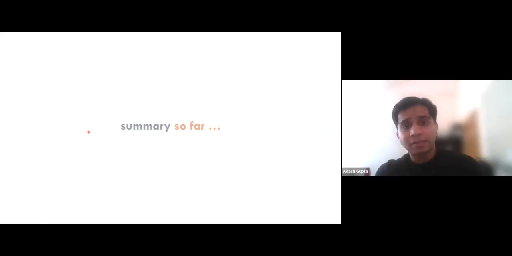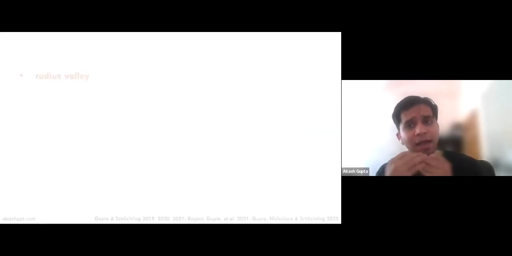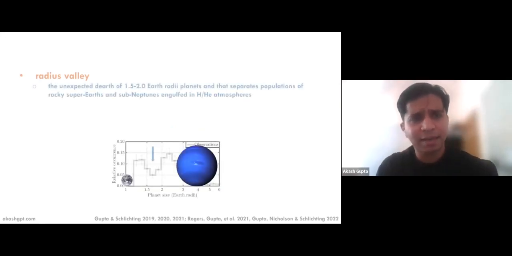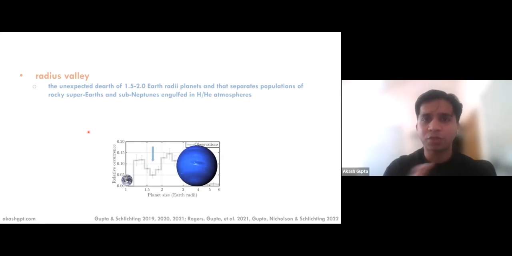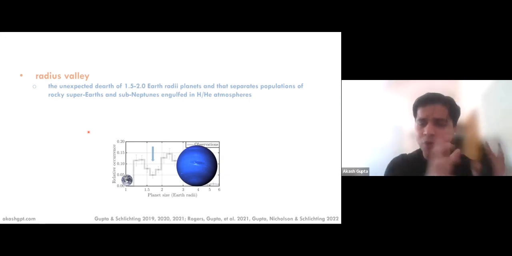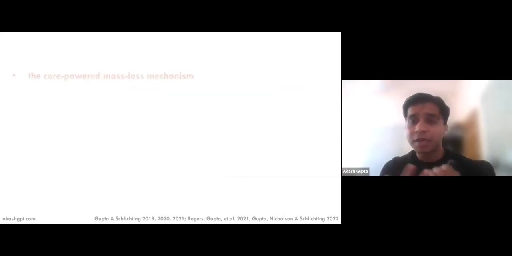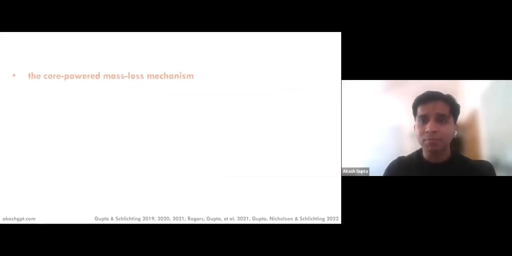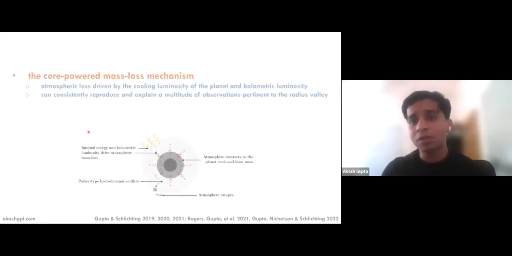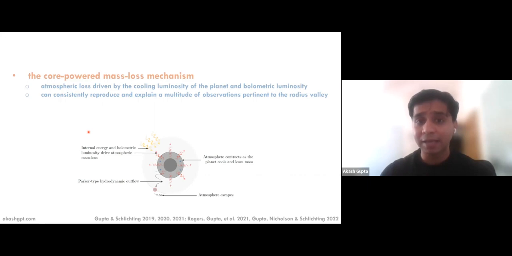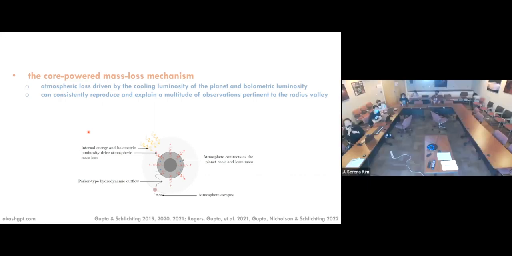So to summarize things to this point, I shared with you this radius valley, which is a fascinating and unexpected dearth of 1.5 to 2 Earth radii planets that separates rocky super Earths from gas-rich sub-Neptunes. And I demonstrated how the core-powered mass loss mechanism can consistently explain a multitude of observations related to the radius valley. The idea behind it is that atmospheric mass loss could be driven by the cooling luminosity of the planet and the bolometric luminosity.